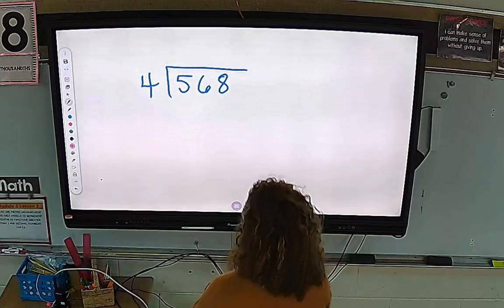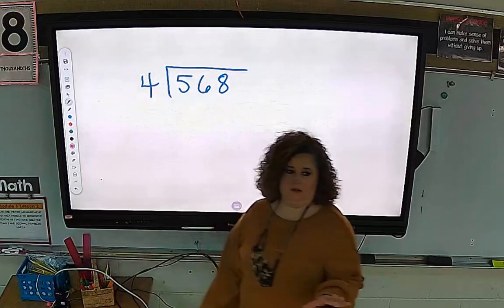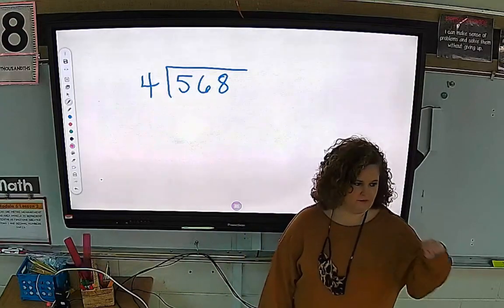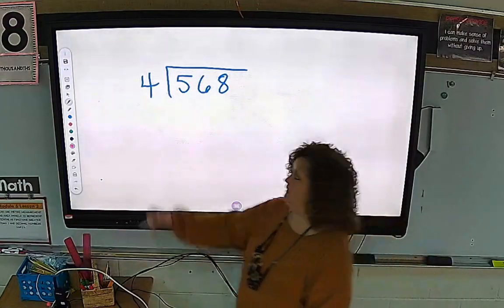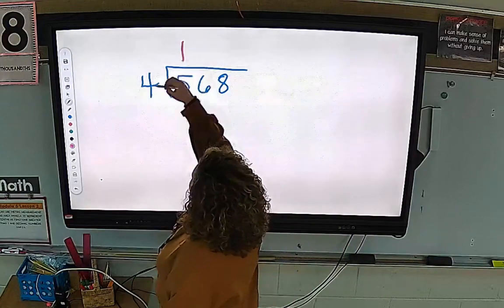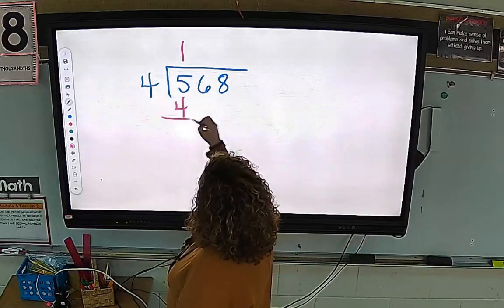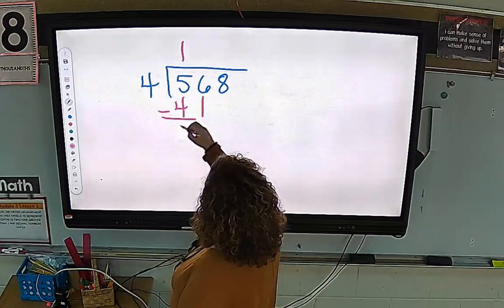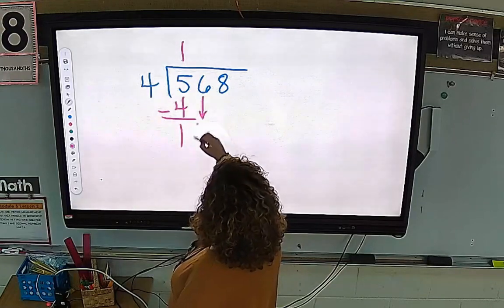How many 4s can we get out of 5? Okay, hopefully you caught that you start there. How many? Just 1. Okay, 4 times 1 is 4. Subtract that and then bring that down.